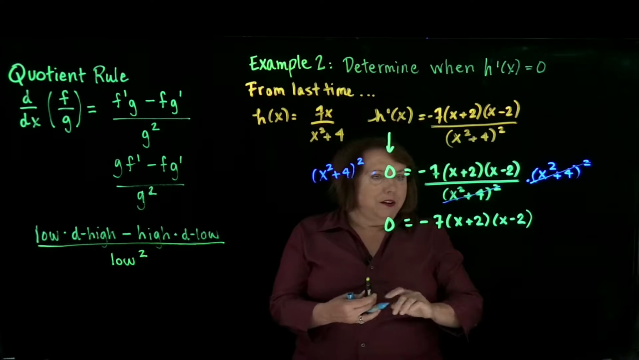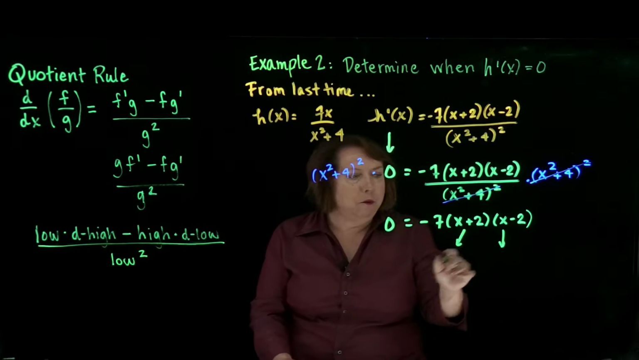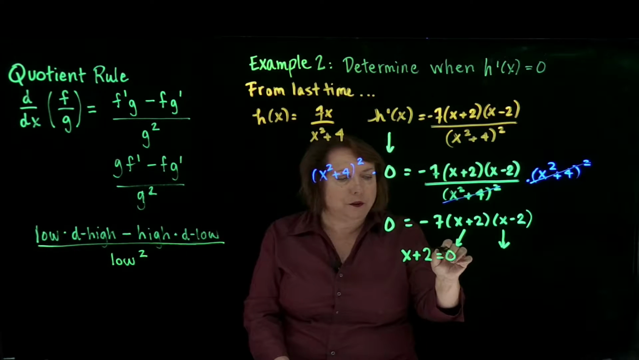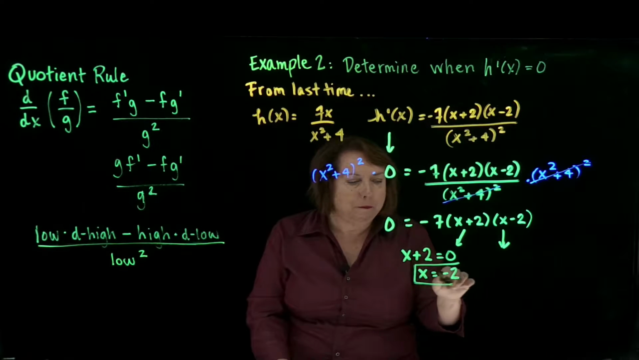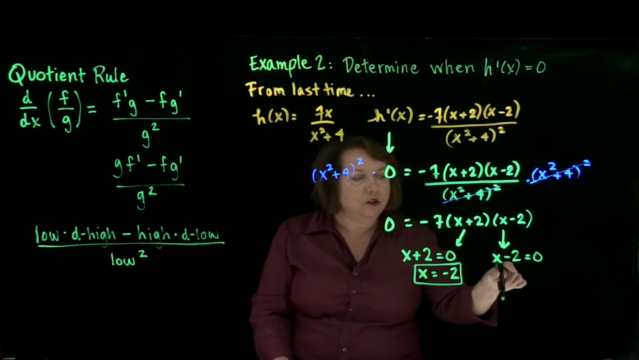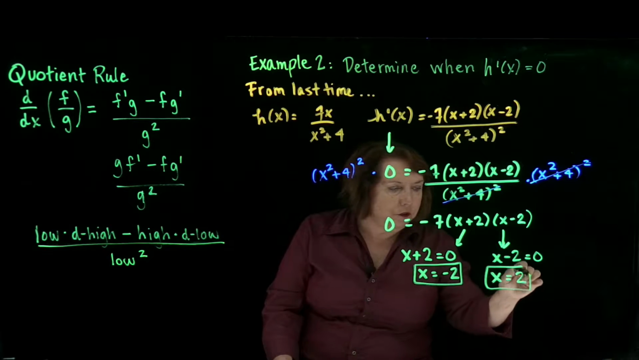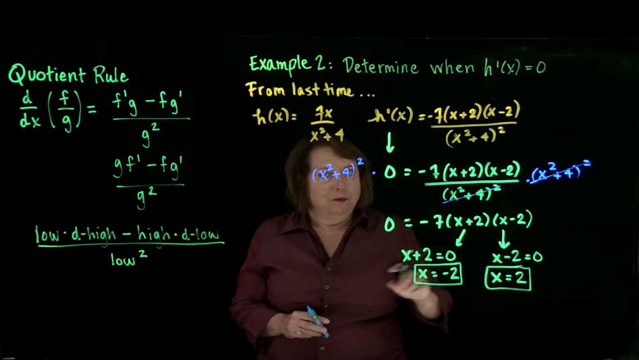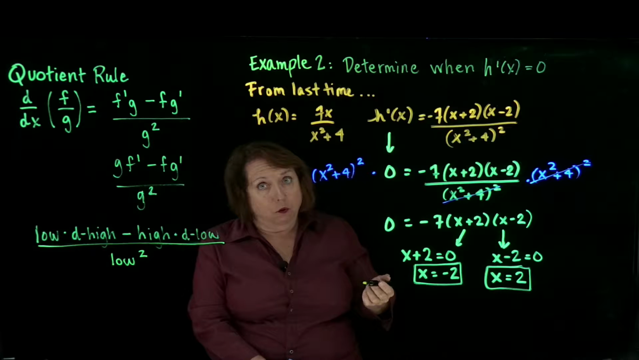So what we want to do here is look at the factors of our binomials. We want to set each of these equal to 0. x plus 2 equal to 0, and solve that, so therefore x equals negative 2. And x minus 2 equals 0. Adding 2 to both sides, we have that x is equal to positive 2. So there are two values of x where this function is going to be either a peak or a valley, and we don't know which from this.